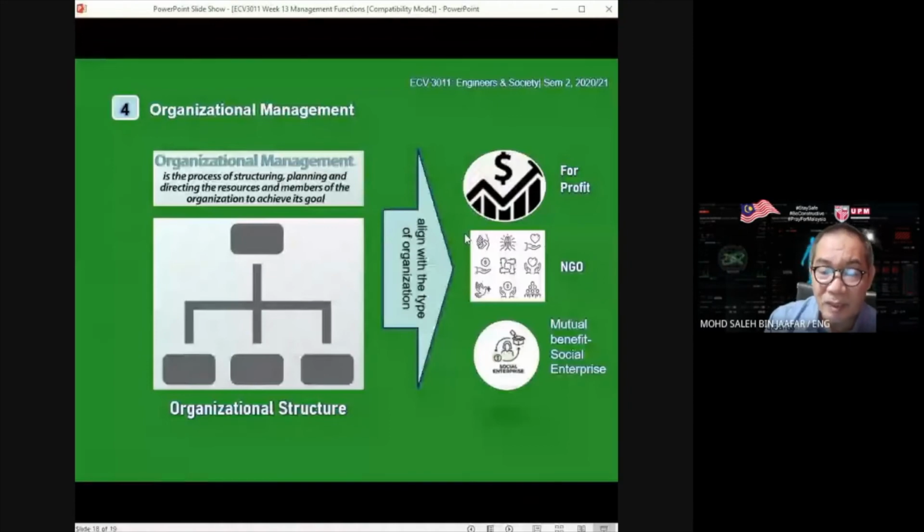Obviously, what is not listed here is government departments and public services. They are also organizations that need to be managed, and they also have their own structure that we need to deal with. So this is the last slide that I have for management function.